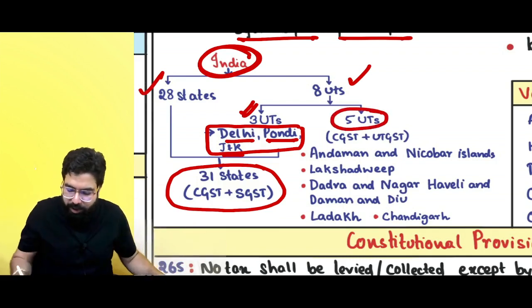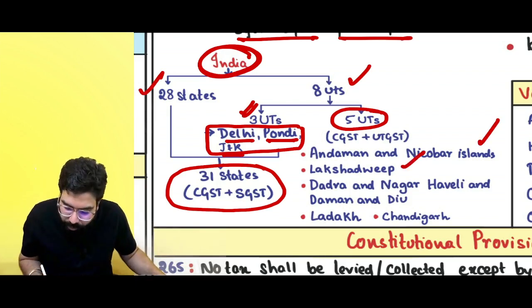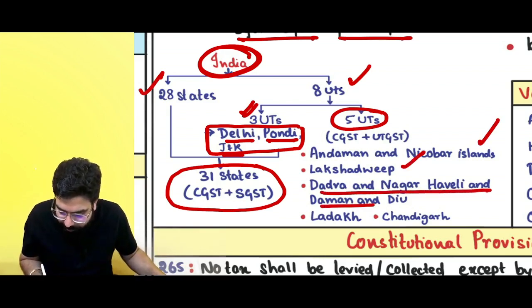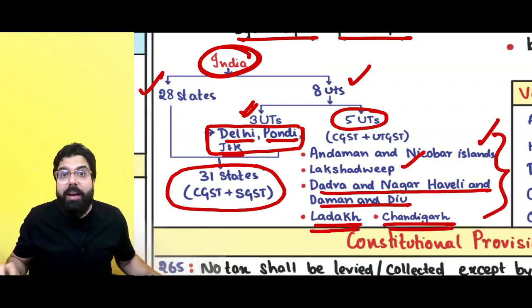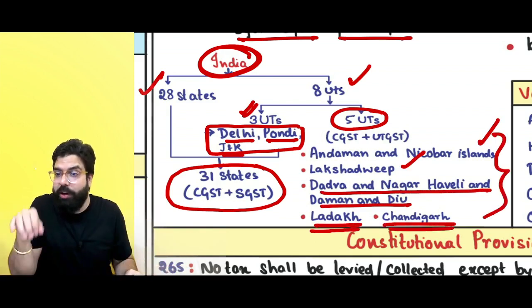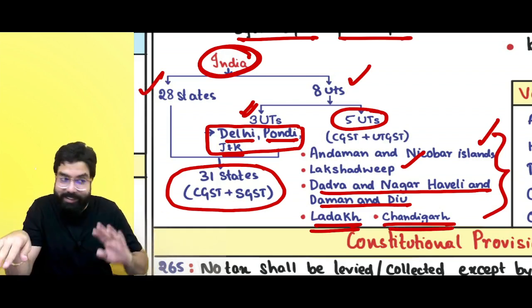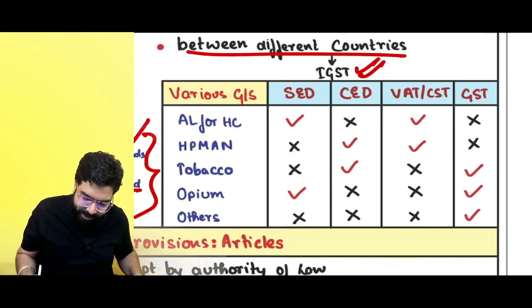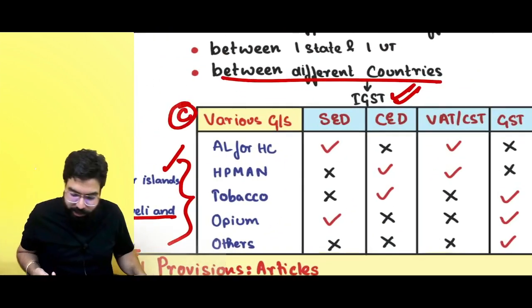Sir, what are the 5 union territories? Andaman and Nicobar, Lakshadweep, Dadra and Nagar Haveli and Daman and Diu, Ladakh and Chandigarh. These are the 5 union territories. In union territories, whenever goods are sold, it is CGST and UTGST. In states, whenever goods are sold, CGST and SGST. Okay, sir. Point is clear. Again, a C graded question from a C graded chapter which can be asked.